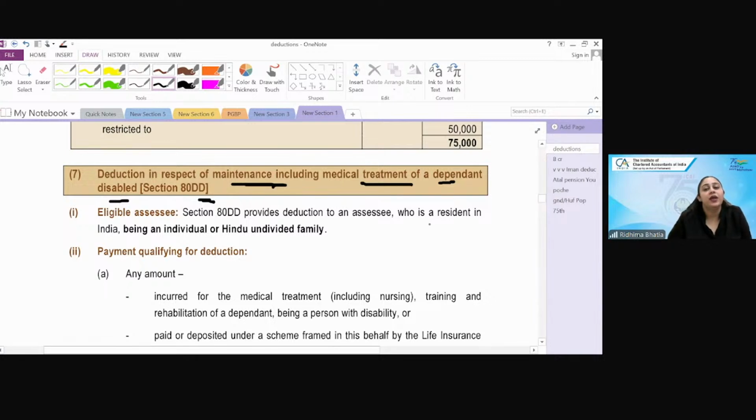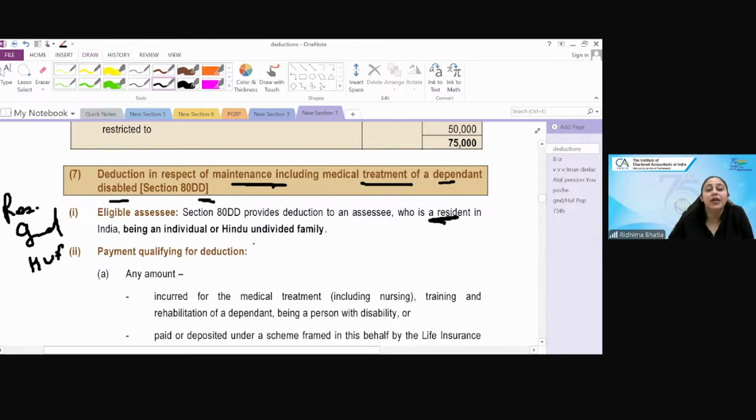Now, this is the first section where residency has also come into the picture. This particular section allows only a resident individual and HUF to claim the deduction. Not everyone can claim it, only a resident individual and HUF who are maintaining. When we talk about maintaining, it means they are taking care of that disabled person either through treatment or through maintenance, by hiring a nurse, by taking them to a rehabilitation center, anything, but they are maintaining them. Even if they are paying the insurance premium for them, that is also considered as maintaining the dependent disabled.